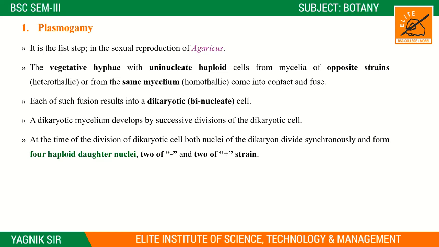That means here two nuclei are present, and the two nuclei divide synchronously and form four haploid daughter nuclei. Of the two nuclei, what happens? Division happens. From two nuclei how many form? Four, and these four haploid nuclei are called daughter nuclei. And in the four haploid daughter nuclei, two are positive strands and two are negative strands, right?